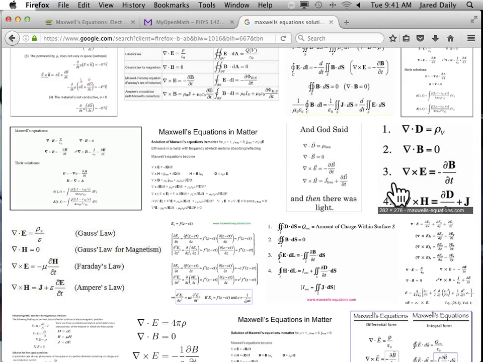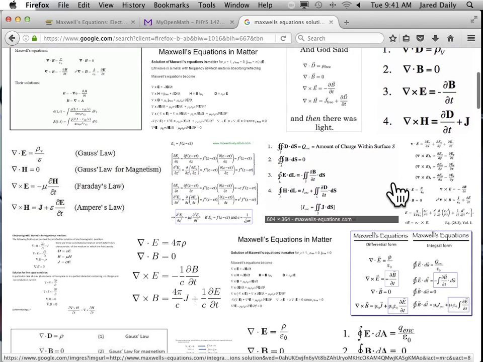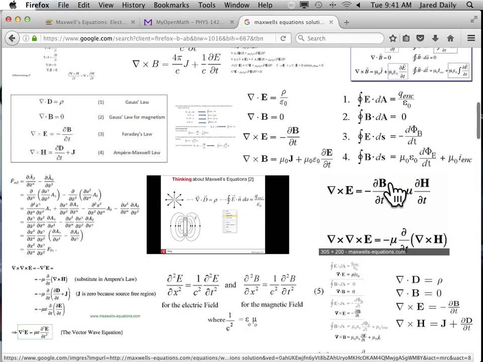Let's see if we can find a nice algebraic version of this. Probably not. Instead of a calculus version.